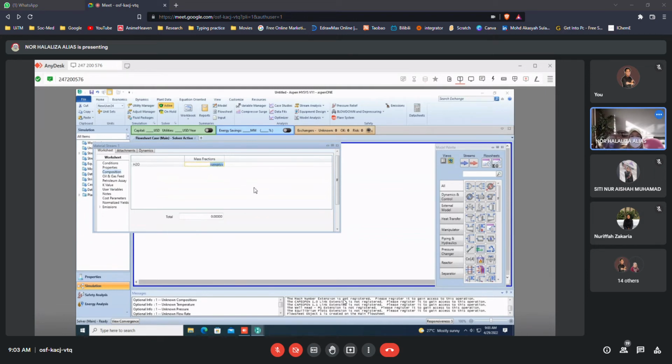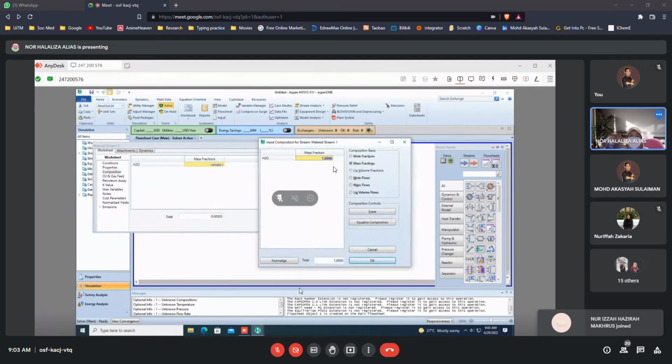Okay, what is the mass fraction? Since we have only one component, of course it will be 100%. So the mass fraction is 1. Is it right class? If I have only one component, it means 100%, right? Yes, Doctor. Okay, so 100% means the mass fraction is 1. Okay, you key in 1 and then you enter.